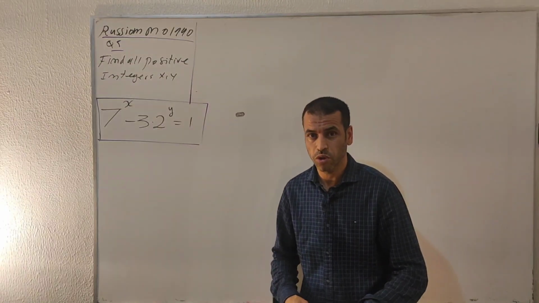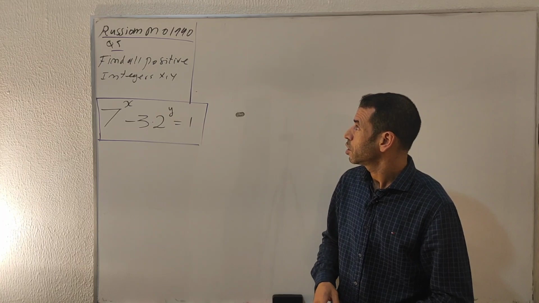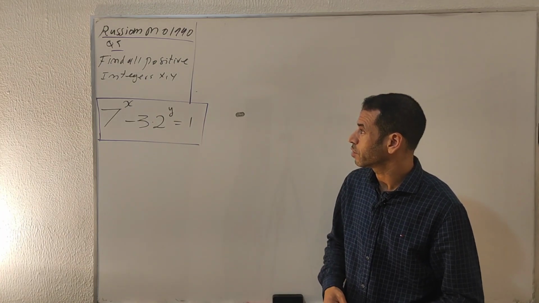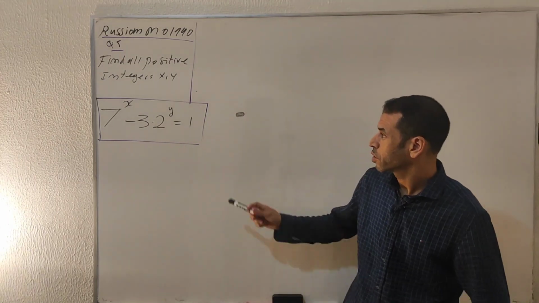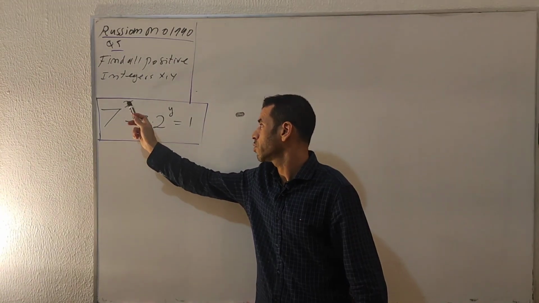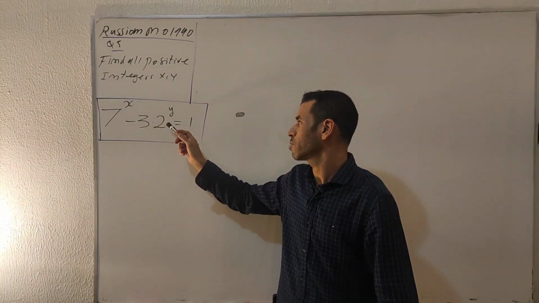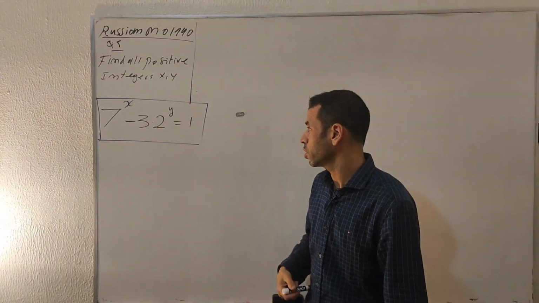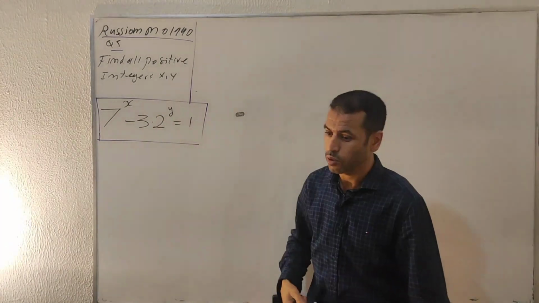Today's video I would like to introduce you to a very nice problem from the Russian Mathematical Olympiad, edition 1990, question number 5. Find all positive integers x and y that satisfy this equation: 7 to the power x minus 3 multiplied by 2 to the y equals 1. So the difference of these two terms equals 1.